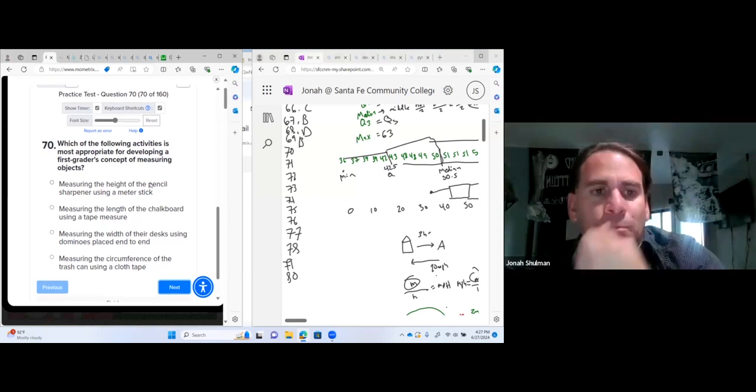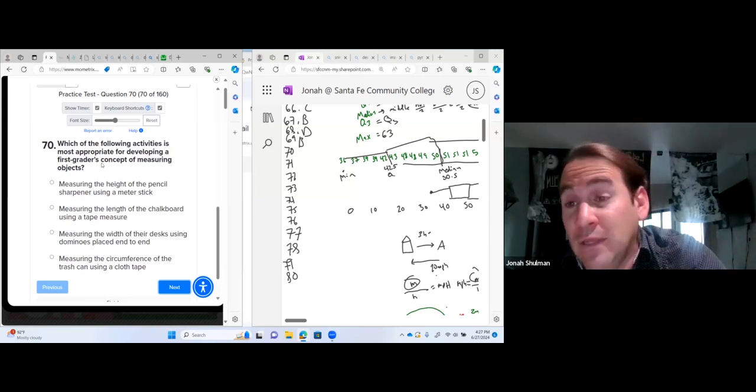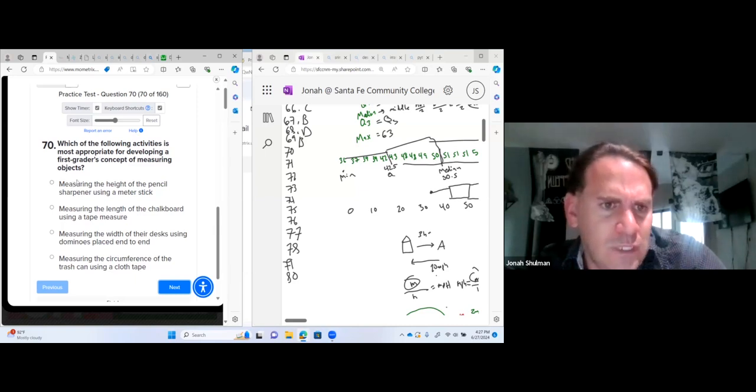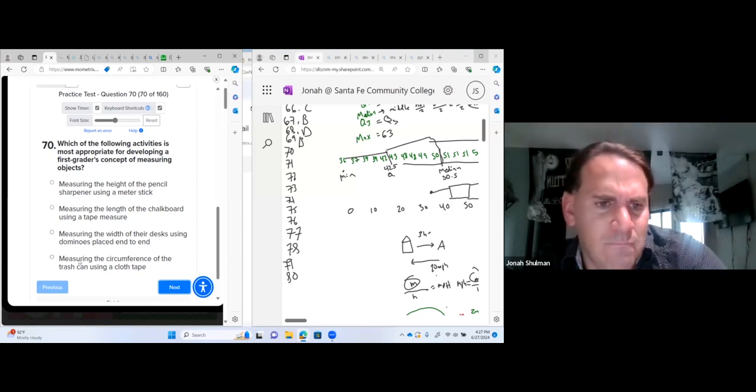All right, so 70. Which of the following activities is most appropriate for developing first graders' concept of measuring objects? I think it would probably be giving them the actual objects and rulers and having them measure. Measuring the height of the pencil sharpener using a meter stick. I like it. Measuring the length of the chalkboard using a tape measure. Measuring the width of the desk using dominoes placed end to end. This is probably not, because you're not using a tool here, so it shouldn't be C. Measuring the circumference of a trash can using cloth tape. I don't like this either.